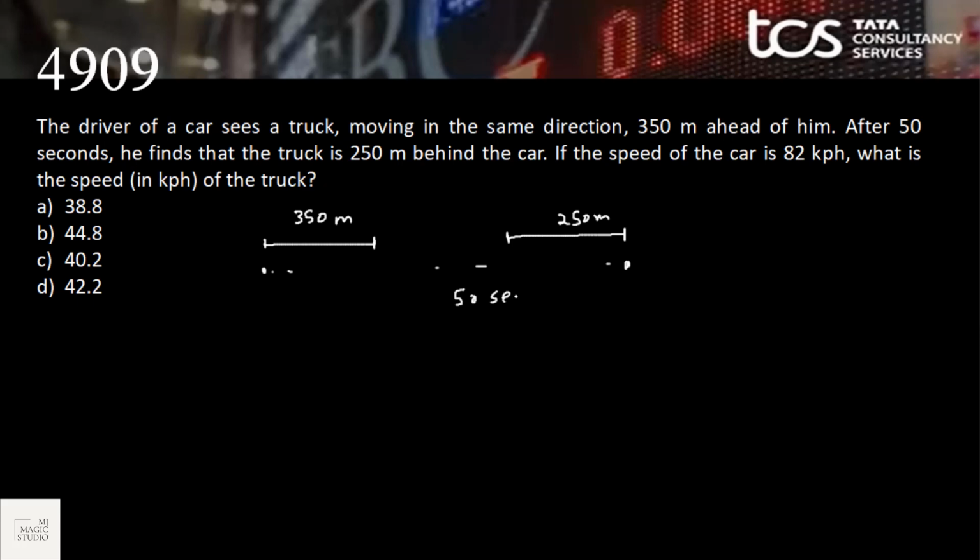Something happens in 50 seconds. If the speed of the car is 82 km per hour, what is the speed of the truck? You can see the truck and car both are moving in the same direction. That means effective speed of the car is speed of the car minus speed of the truck. Why? Because the truck is moving slowly.